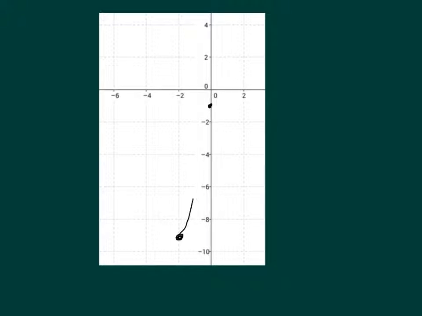I'm just trying to draw a little sketch here and connect through that way, and then keeping in mind the symmetry of this whole thing, we get a figure that looks something like that. Again, this is just a sketch. It's not a perfect graph, but it's a good representation of approximately what the parabola would look like. It opens up, it's narrow, it has the vertex of negative 2, negative 9, and a y-intercept of 0, negative 1.